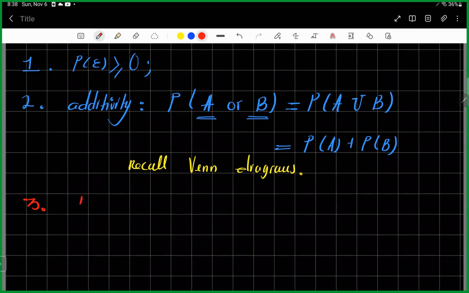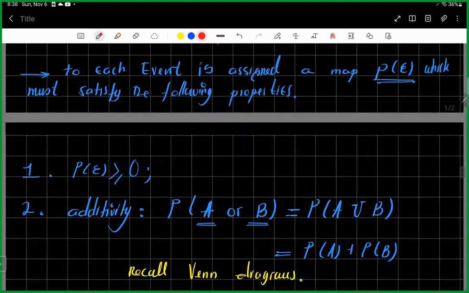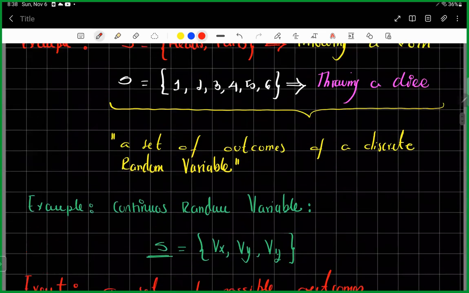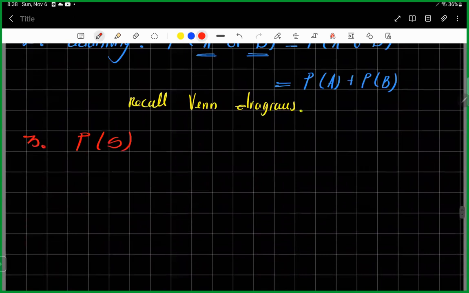Very good. Third property, normalization. So the probability of the entire set of outcomes S, which we have already defined for certain experiments, must be equal to 1, okay? S is the entire set of outcomes.